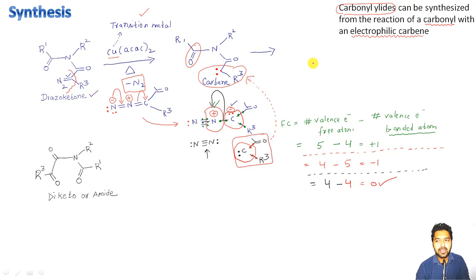So what is a carbonyl ylide? Basically, a carbonyl ylide is a carbon atom here, which is having a negative charge, and it is bonded to a heteroatom like oxygen having a positive charge. And this is only possible if the oxygen atom here is having one double bond like this and one single bond like this. So basically it is a carbonyl ylide, and it can be synthesized from the reaction of a carbene with the carbonyl like this, right? So let me draw the rest of the structure as it is.